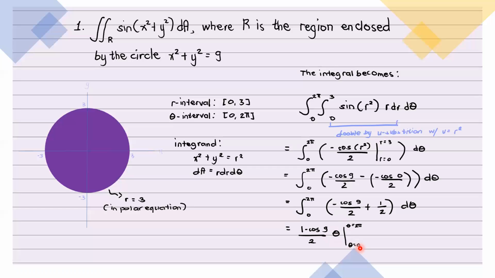Okay? And evaluating, we get the following. So pi minus pi cosine 9 for theta equals 2 pi and 0 for theta equals 0. And so our final answer is pi minus pi cosine 9. Okay. Nice, nice. So proceed tayo sa second example.